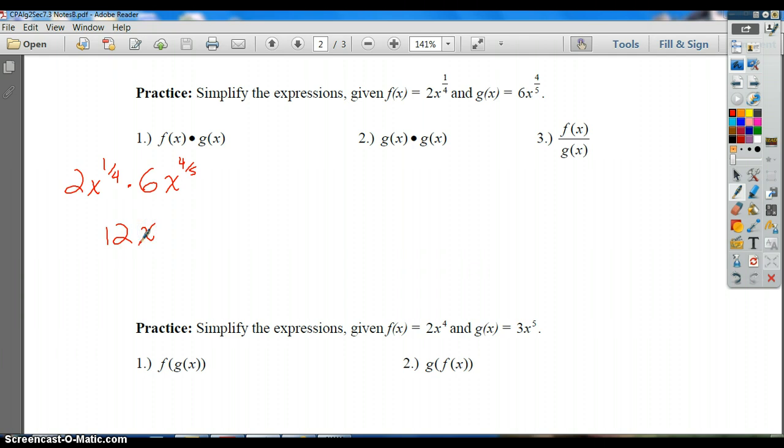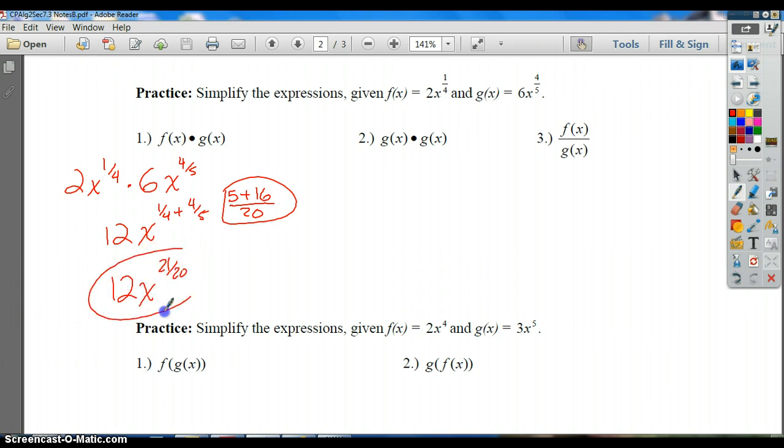And then we have to add these exponents. So we have to do 1/4 plus 4/5. Definitely going to need a common denominator. A common denominator would be 20. So if both of these have a denominator of 20, I multiply 4 times 5 to get 20. So this is 5 times 1. I multiply 4 times this 5 to get 20. 4 times 4 is 16. I now have to do this addition problem as my exponents. This is 12x to the 21 over 20. That does not reduce. That's what we do.